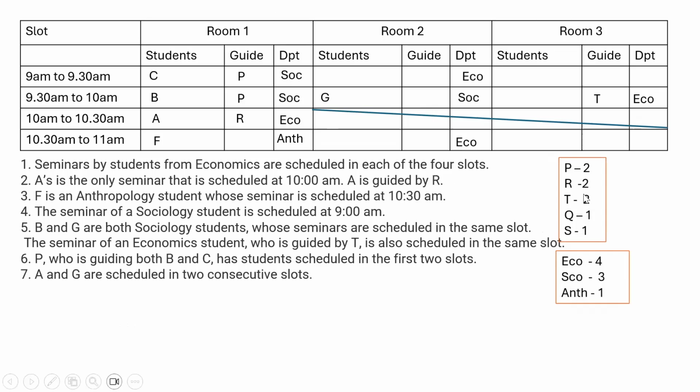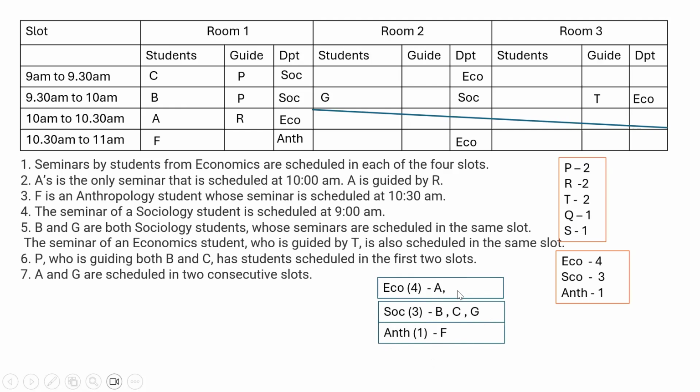In the logical reasoning, we were told that there are four economics students, three sociology students, and one anthropology student. Anthropology one we have, sociology three we know, and A is an economics student. So we can capture this: economics four students, among which A we know, sociology three B, C, G, and anthropology one, F. So the remaining are D, E, and H. They will be economics students, because economics has four students.